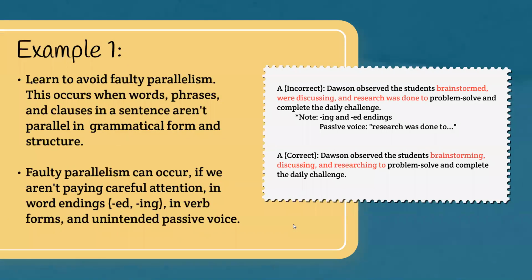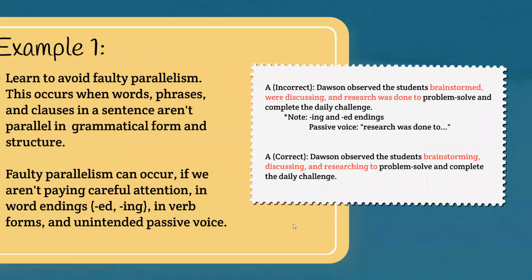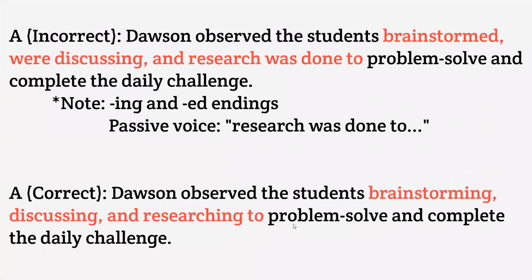Under example 1, I want to point out something called faulty parallelism. This can occur when we don't have that parallel structure and grammatical form in our words, phrases, or clauses. And this can occur if we're not careful in word endings. Think about ed, ing endings in verb forms, and with unintended passive voice. And so let's take a look here at some examples.